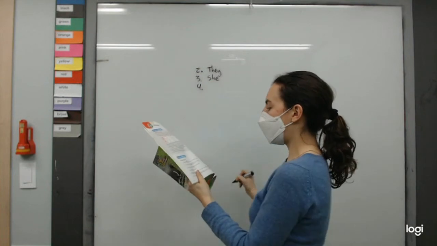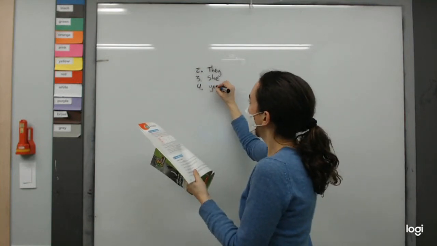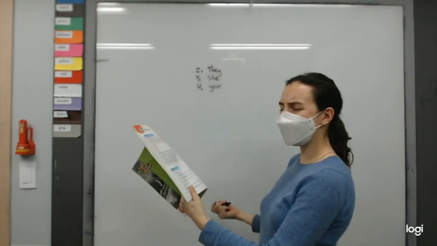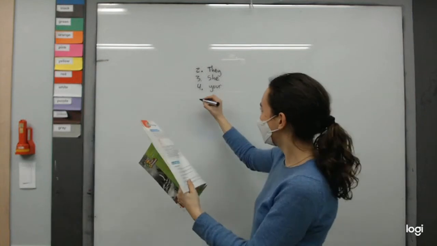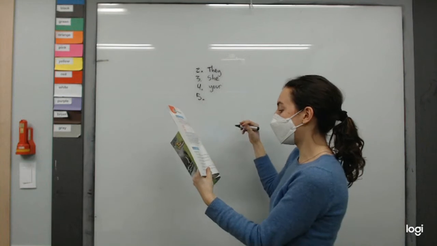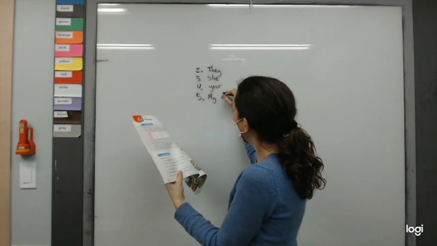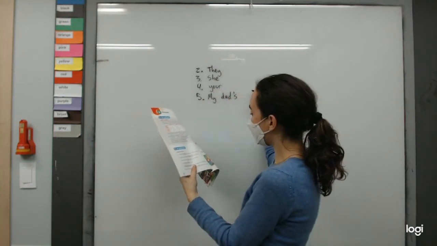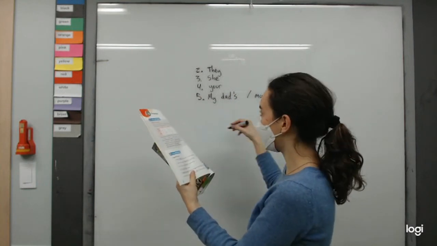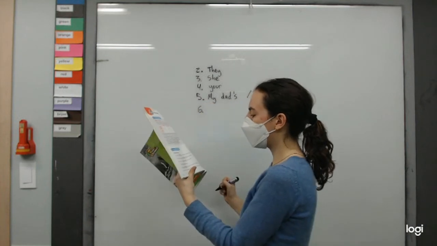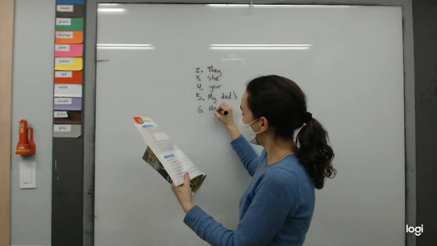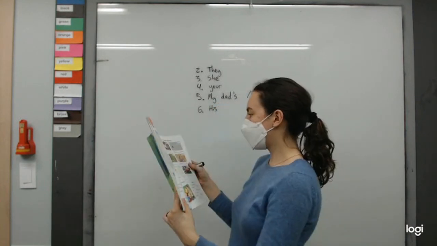Number 4, I like your dress. U-R-E with apostrophe is you are dress. I like you are dress. I don't think you are a dress. Okay, number 5, my dad's shoes are bigger than my shoes. We are talking about shoes my dad has, shoes I have. Number 6, John lives in an apartment. His apartment is in the city. Okay, good. Next page.